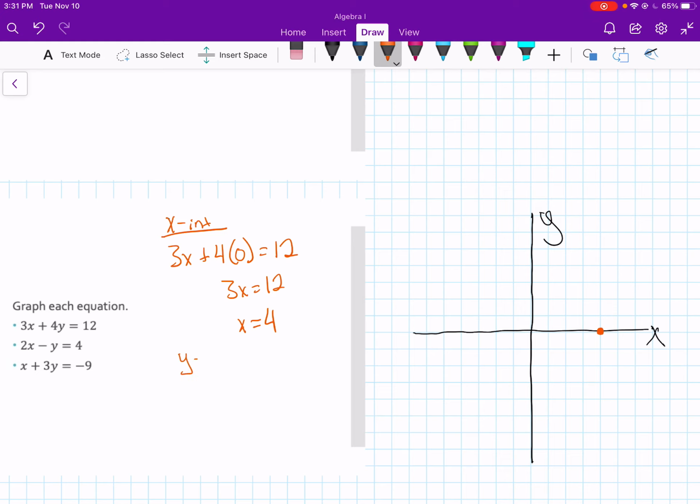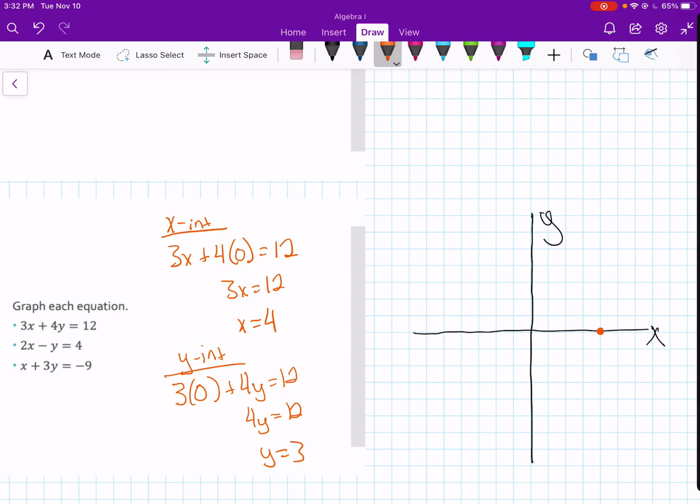Then let's do the same thing to find the y-intercept. So now we're going to plug in 0 for x, 4y equals 12, divide both sides by 4, y equals 3. So our y-intercept is at 0, 3. And once we have both of those points, all we're going to do is play connect the dots and graph those 2 points.